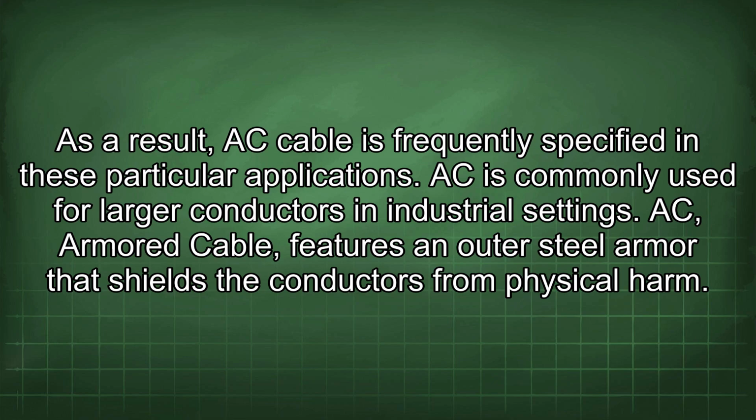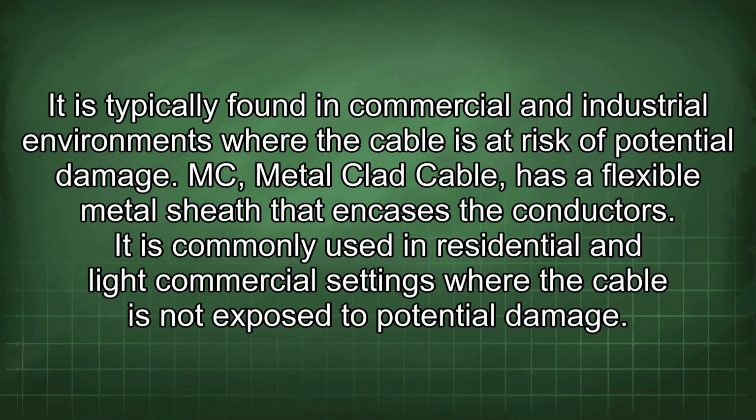AC is commonly used for larger conductors in industrial settings. AC armored cable features an outer steel armor that shields the conductors from physical harm. It is typically found in commercial and industrial environments where the cable is at risk of potential damage. MC metal-clad cable has a flexible metal sheath that encases the conductors. It is commonly used in residential and light commercial settings where the cable is not exposed to potential damage.